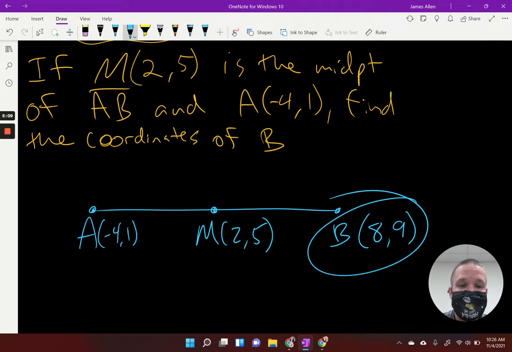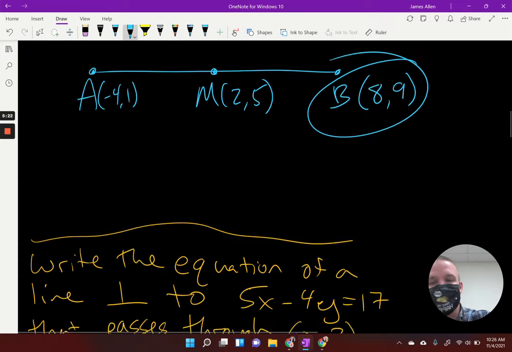You can also check it. 8 plus -4 is 4, divided by 2 is 2. 9 plus 1 is 10, divided by 2 is 5, right? M is the midpoint. That checks out. That's wonderful. It's a way you can always check yourself before you wreck yourself on your test.